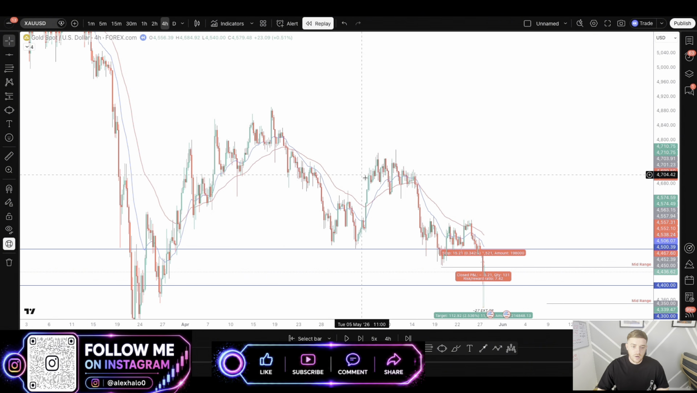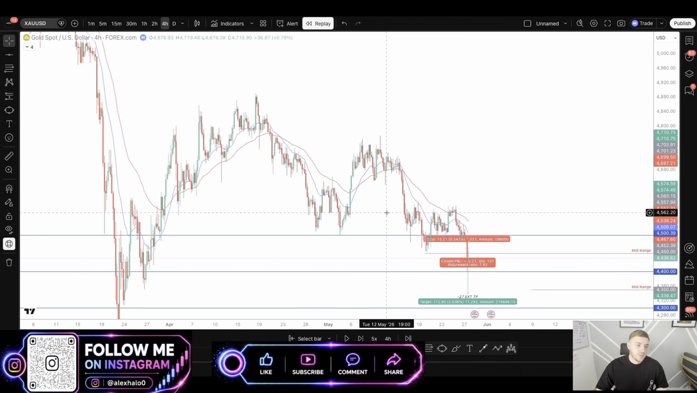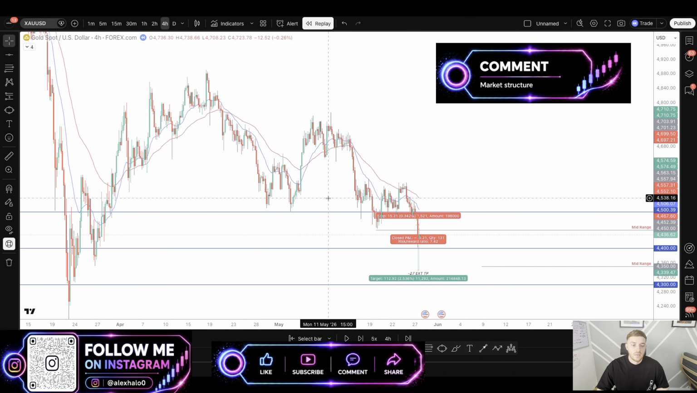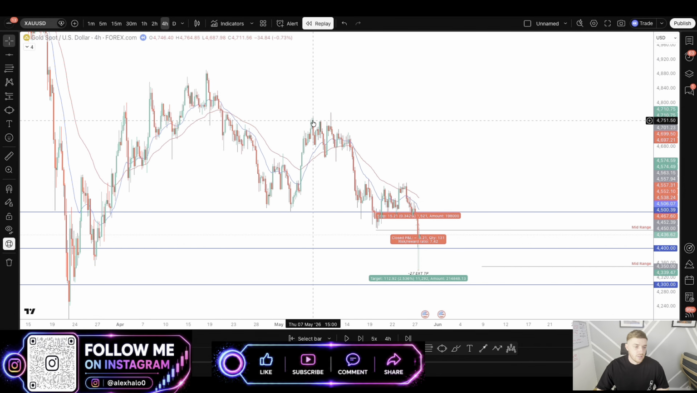Now on the 4-hour, we'll see a more zoomed in effect, and we'll see more market structure. Now if you do want to see a video on market structure, then just comment in the video below, and we will look into market structure for you as well. Now we can see that price is also printing lower lows, lower highs still, so we are still bearish. We had a slight pullback here, and then we continue to the downside.